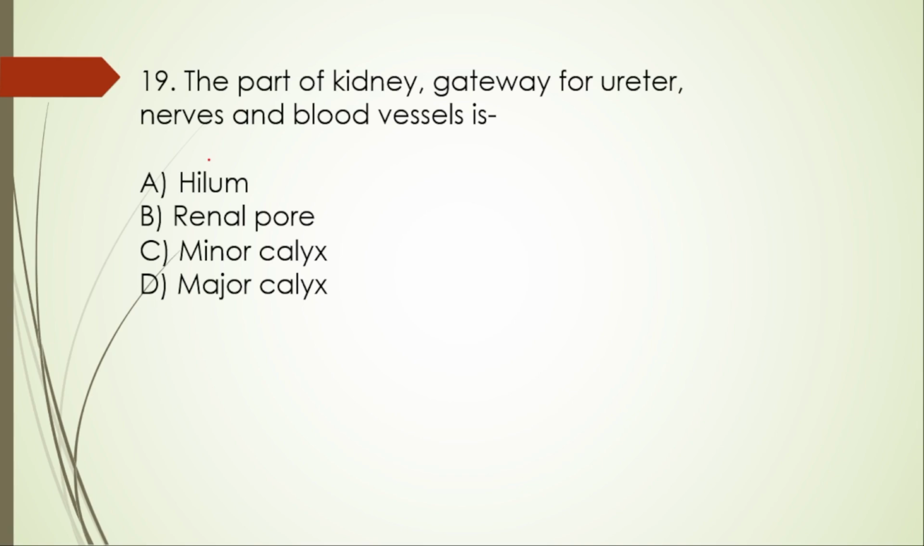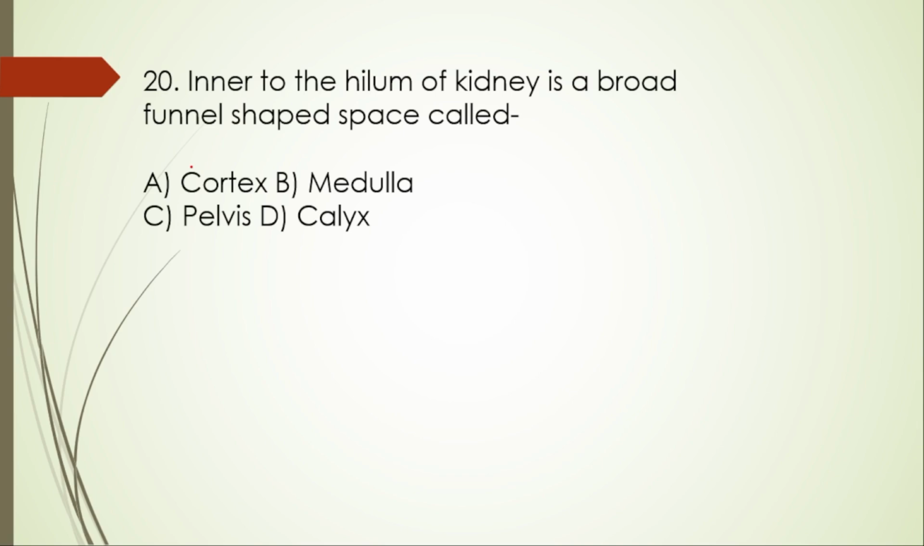19th one. The part of the kidney that is the gateway for ureter, nerves and blood vessels is A. Hilum, B. Renal pore, C. Minor calyx, D. Major calyx. So here the right option is A, hilum. Next question, 20th one. Inner to the hilum of the kidney is a broad funnel-shaped space called A. cortex, B. medulla, C. pelvis, D. calyx. So here the right option is option C, pelvis.